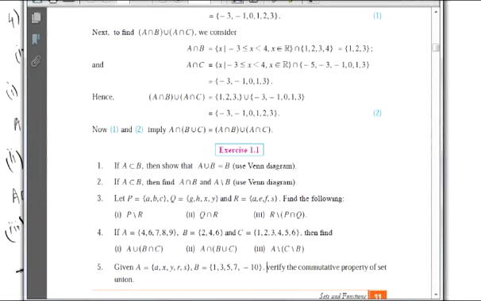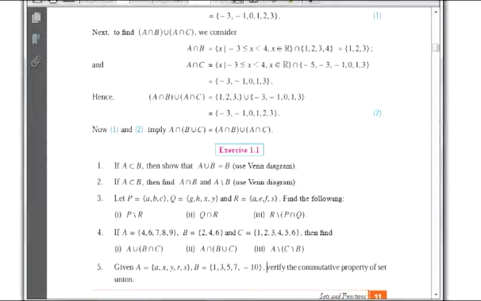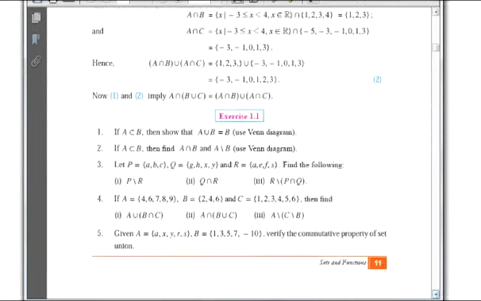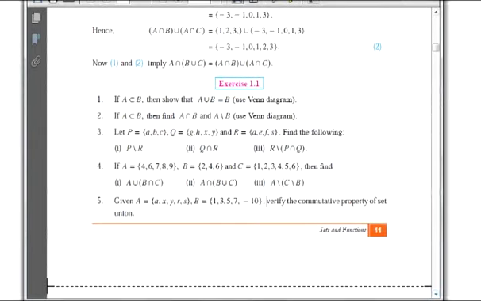Then you have the fifth sum. Let me get a new screen. What is the fifth sum? You have two sets and you've been asked to verify the commutative property of set union. A union B is equal to B union A.